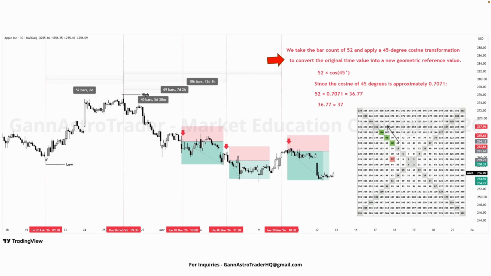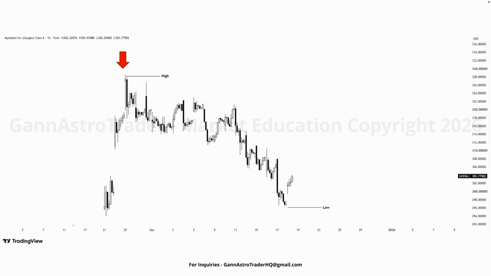Now moving to the next chart, we're looking at Google on the 1-hour chart. Start by observing the overall structure. Price pushes higher into the November 25th high, but after that high, the selling pressure gradually takes control. We can see lower highs and lower lows developing as price moves down toward the December 17th low.